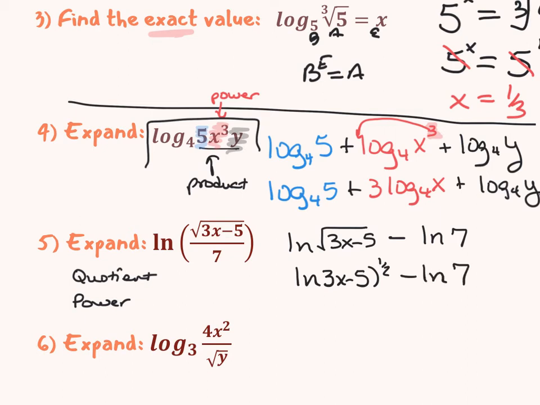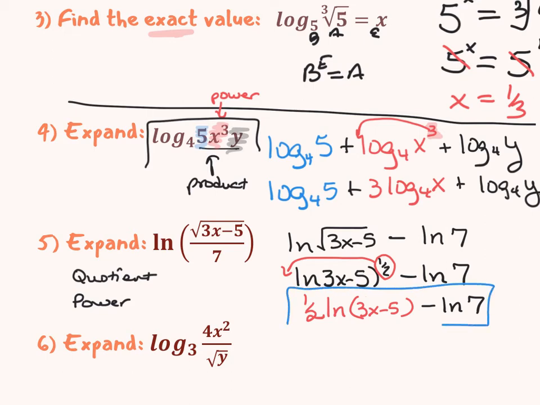And now I can apply my power property and take the 1/2 and move it to the front. So 1/2 ln 3x minus 5 minus the natural log of 7. Pretty good there. Let's try the next one.